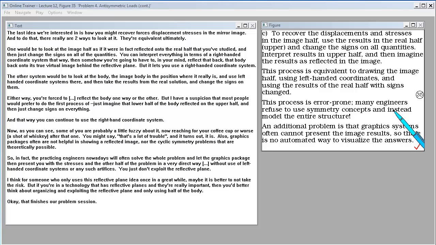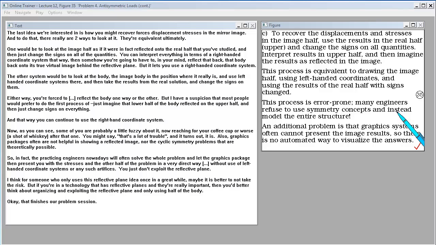You might say that's a lot of trouble, and it turns out it is. Also, graphics packages often are not helpful in showing a reflected image, nor the cyclic symmetry problems that are theoretically possible. So, in fact, practicing engineers nowadays will often solve the whole problem and let the graphics package then present you with the stresses in the other half of the problem in a very direct way, without use of left-handed coordinate systems or any such artifice. You just don't exploit the reflective plane.